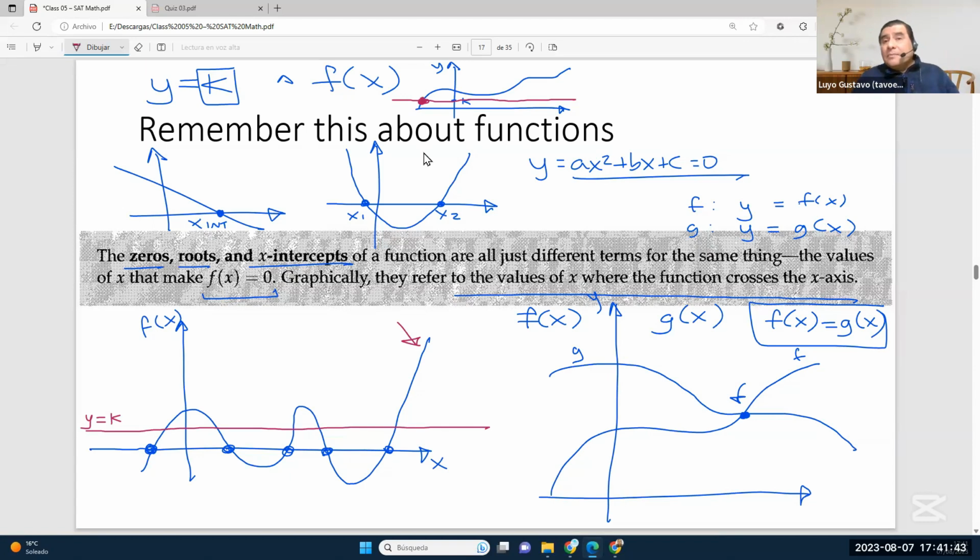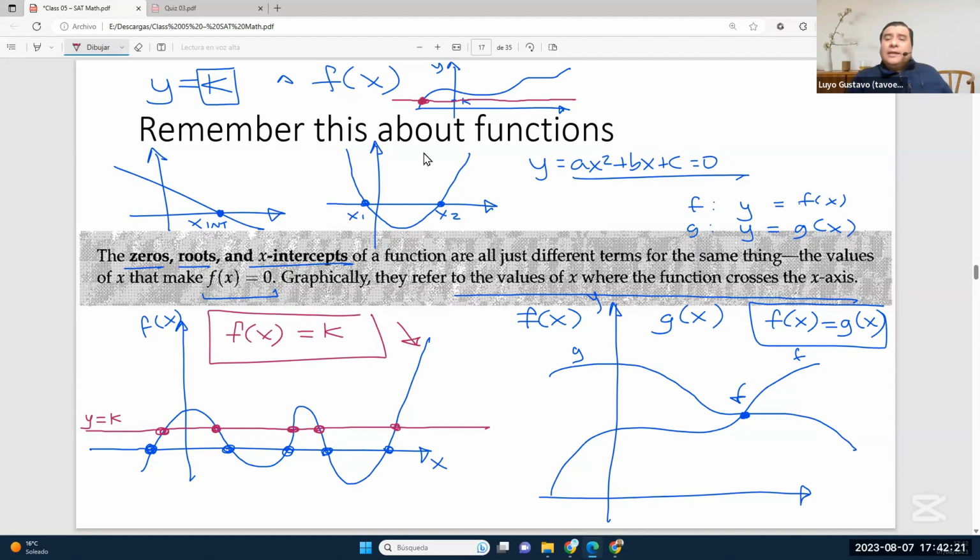Let's count them. 1, 2, 3, 4, 5. Yes. How do we solve this analytically? When they give you the equation for f of x and they give you y equal k, simply do this. Equal the expression for f of x to k. Solve for x and you'll find all the possible solutions. Okay, so that's a way you have to interpret questions where they mention these kind of intercepts or crossing points.